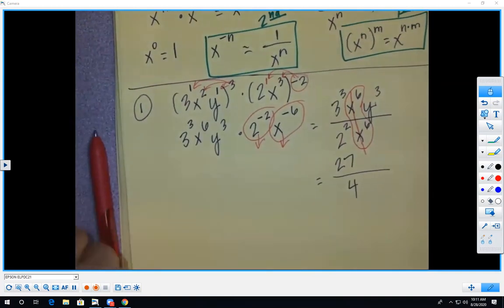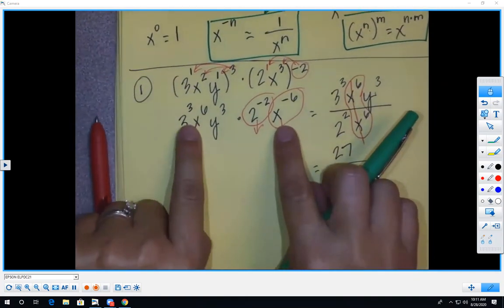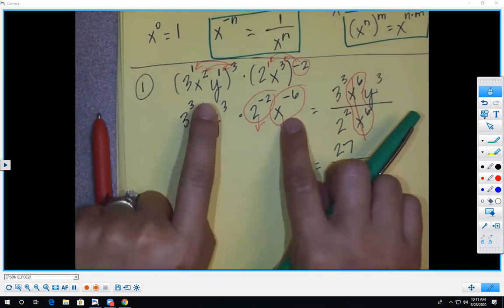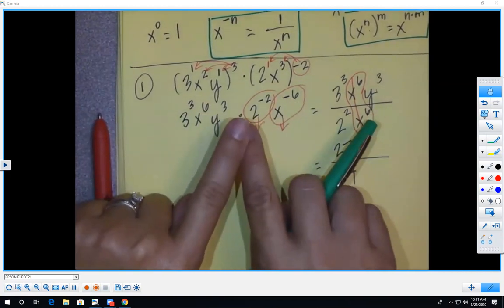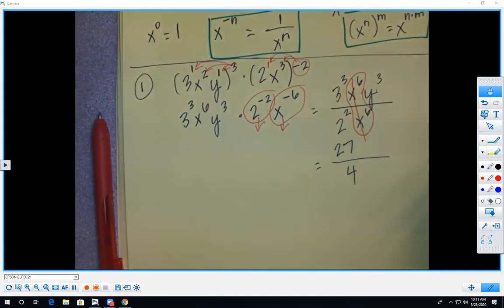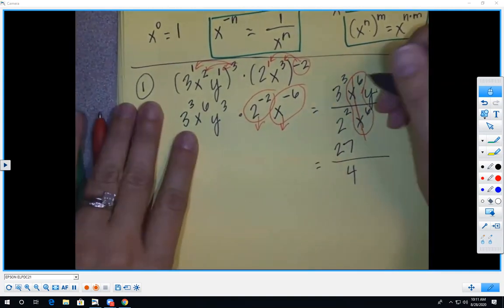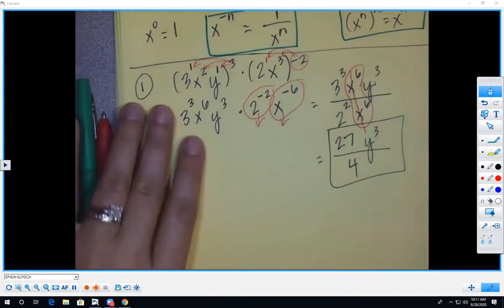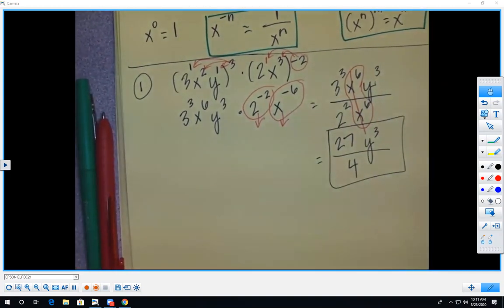In this case, if you wanted to, you could have also done it over here. x to the 6 and x to the negative 6, that's the product rule. I could add those together. 6 plus negative 6 is also 0. It goes away there. It doesn't matter where you do it. Okay, so the x's are gone, and I'm just left with y to the third on top. And that's my answer. Questions about that?